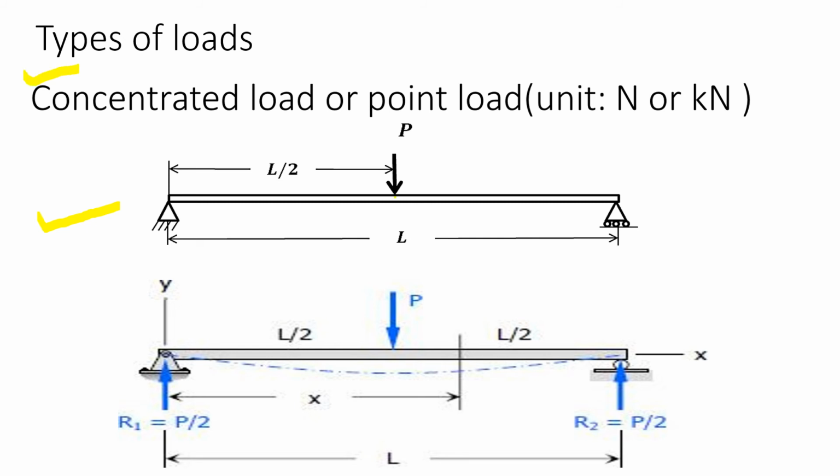is called a concentrated or point load. Now, based on Newton's third law, for every action there is an equal and opposite reaction. So here the action on the beam is this load. So the support will give the support reaction in the opposite direction. We can calculate that support reaction by conditions of equilibrium.